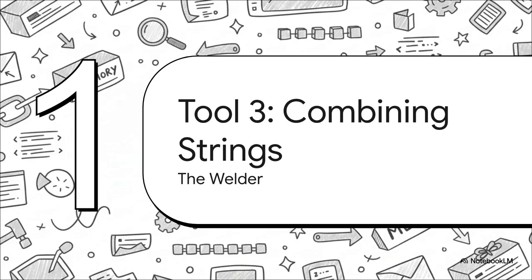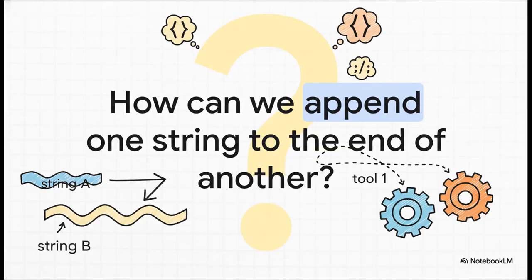You use it when you've got 2 strings and you want to fuse them together into one long string. So how would we actually do this? We need to stick string B onto the very end of string A. Now, think about it for a sec. This task is actually just a brilliant combination of the 2 tools we've already built.